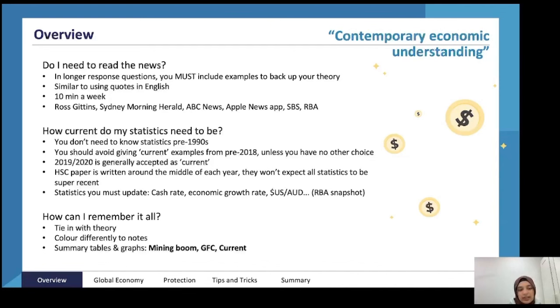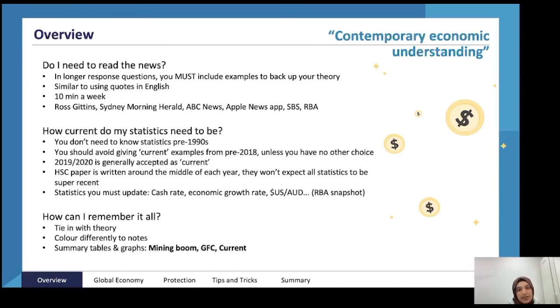I highly suggest that you tie it in with the theory, right? So make sure that you are able to understand the theory and how the stat relates to the theory, and be able to then form your own judgment rather than just having random examples that you've memorized because you've been told you have to know stats. Make sure it makes sense to you. Color it differently to note, so you might have your stats in blue or green or something to make it different, or you could have it on a separate document as well.